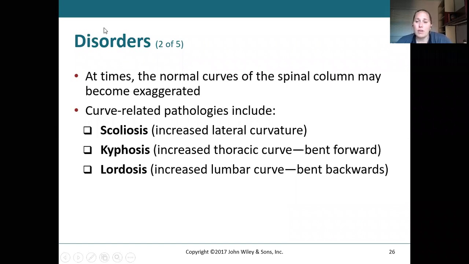Other disorders of the backbone or the vertebral column: you can have exaggerated curvatures. So things like scoliosis is an increased lateral curvature. We'll look at that curvature here in a second. Kyphosis is an increased thoracic curve, or lordosis, which is an increased lumbar curve, bend backwards.